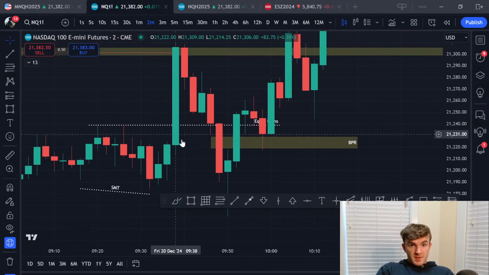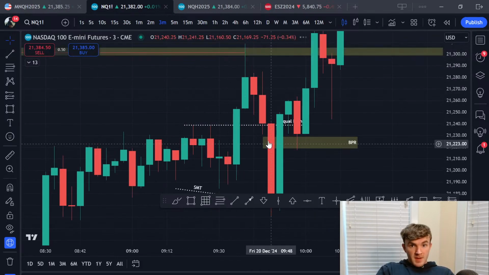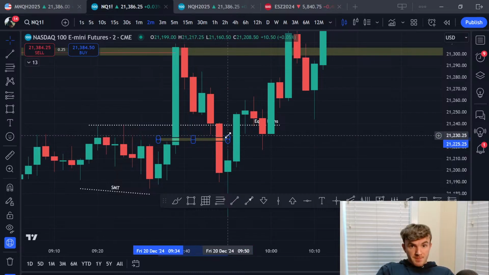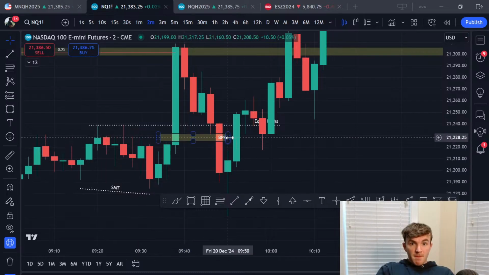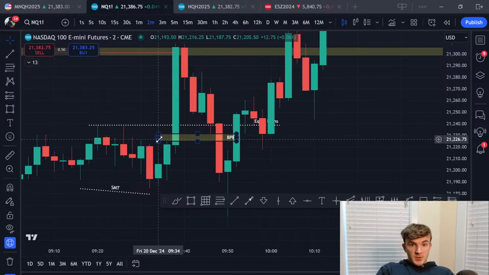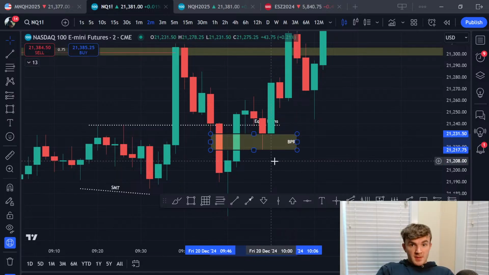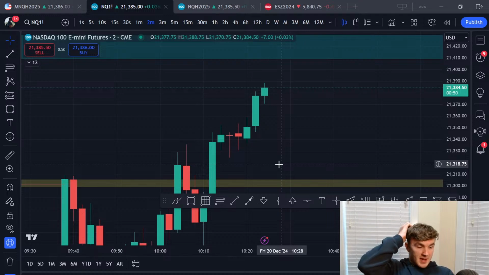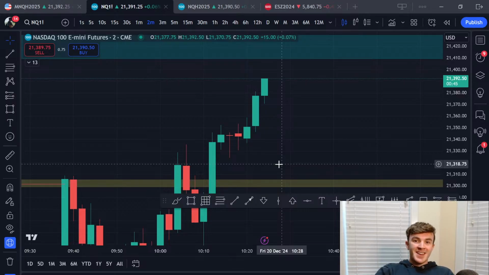See how this initial one right here failed? This initial one failed. But then this one ended up working. So it's something to consider. Understanding that the failed one is where all the people are going to enter that don't know what they're doing, like me. And then the second one is where smart money is going to target their stop losses. I mean, that makes sense to me.